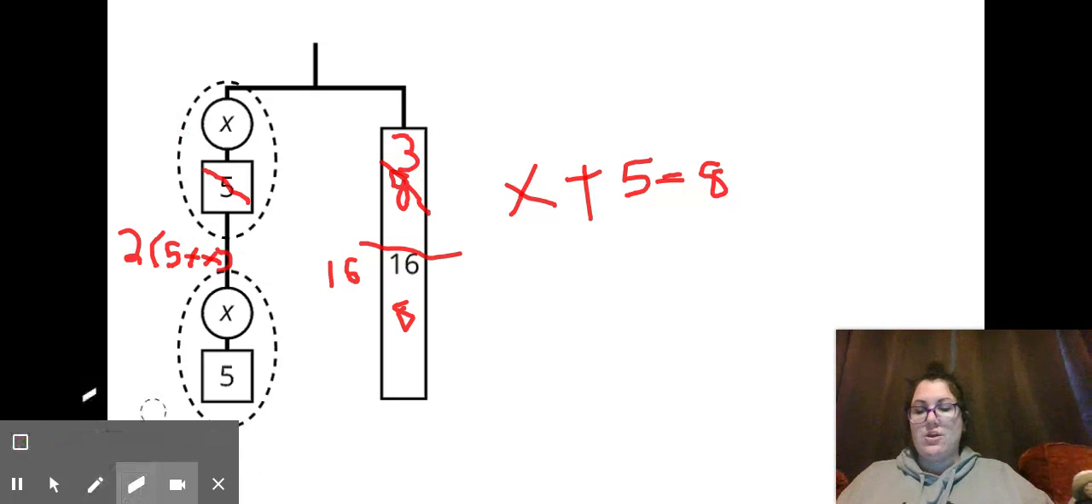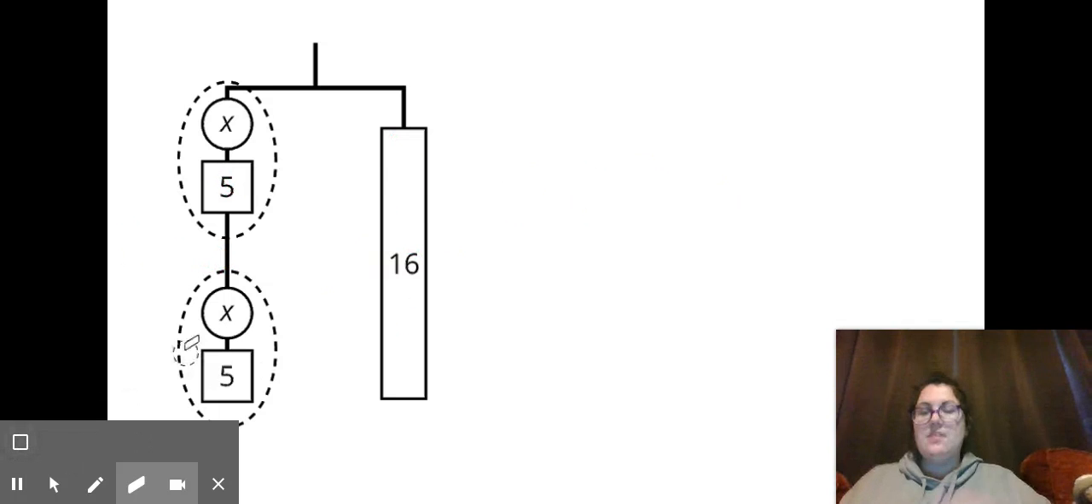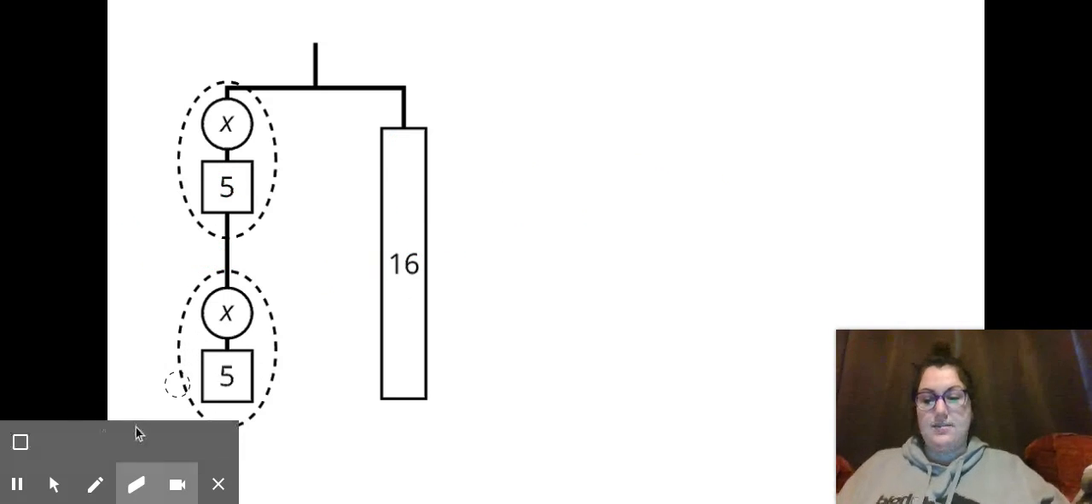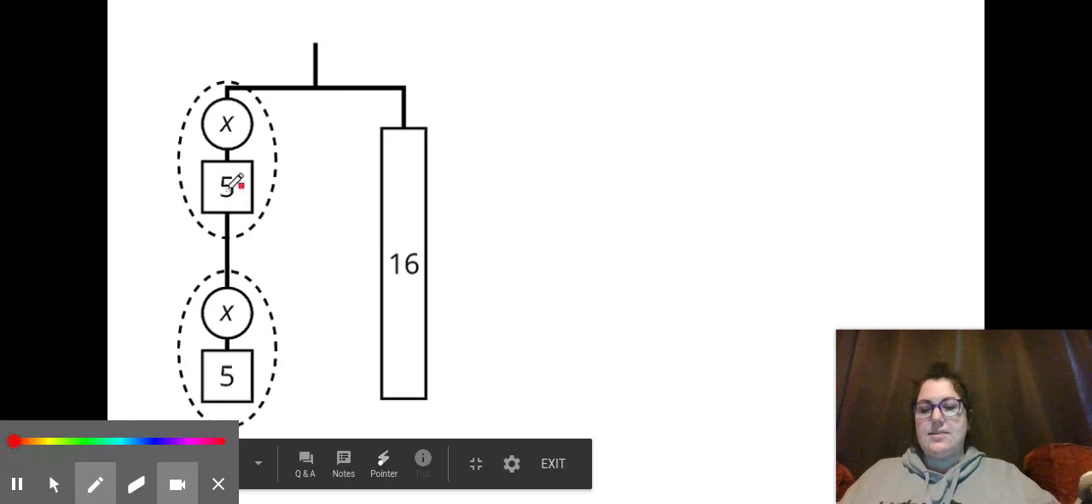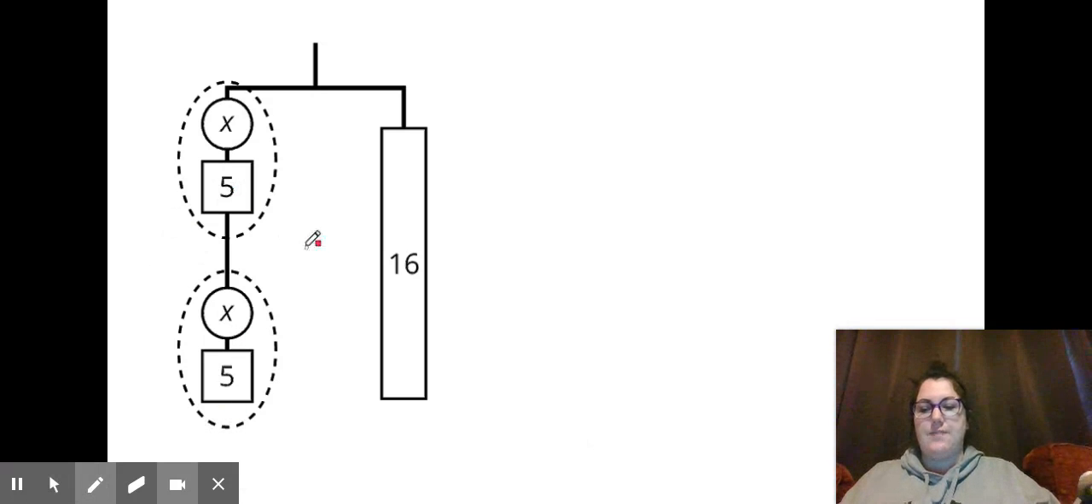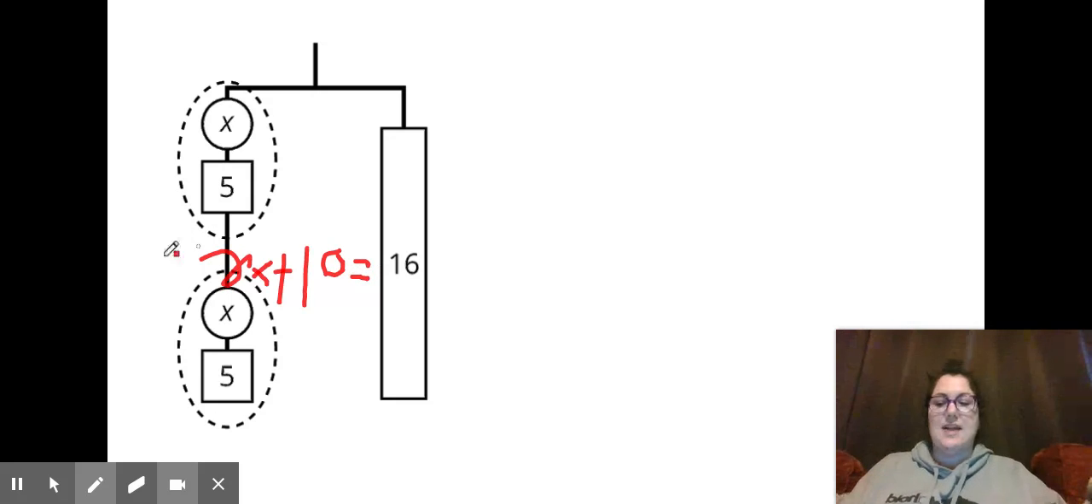Now, there's one other way we can go about solving this. This is very similar to the way some of you had in class at the very beginning. Rather than grouping them into two groups, we can combine it all together. So I'm going to combine what I know. 5 plus 5 is 10. And x plus x is 2x. So I have 2x plus 10 equals 16.